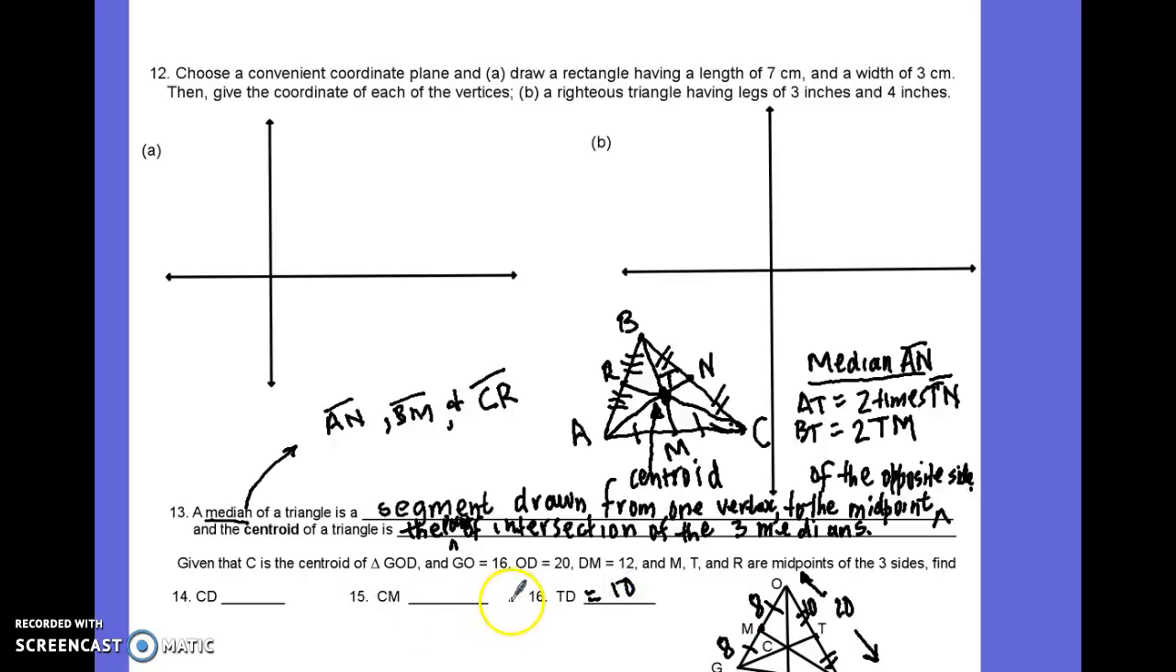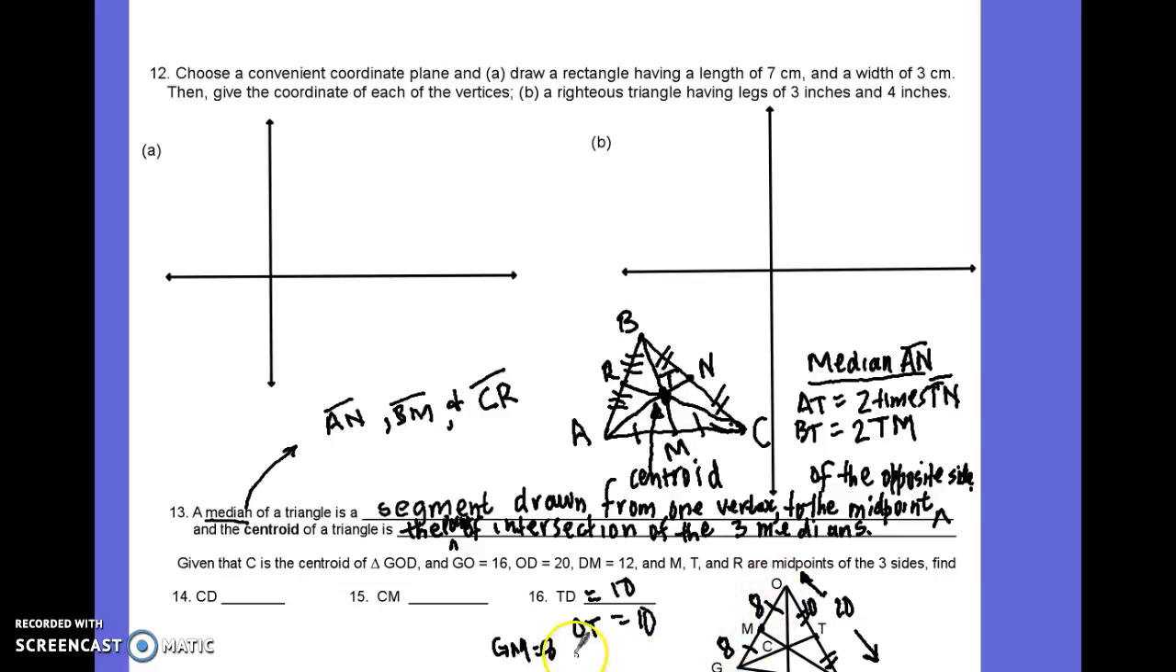Let's take a look at something else. Well, let me ask you some others that are not here. TD would be 10. What would OT be again? OT, let me write that. OT, although it's not here, OT would also be 10. And we've got some others that are not here, like GM. GM would be 8, because it's going to be half of the overall length of GO.